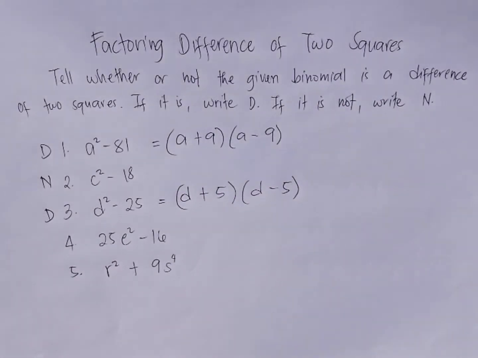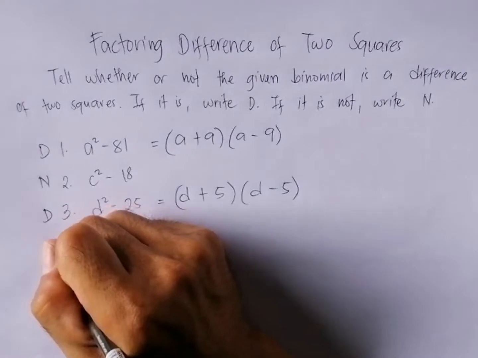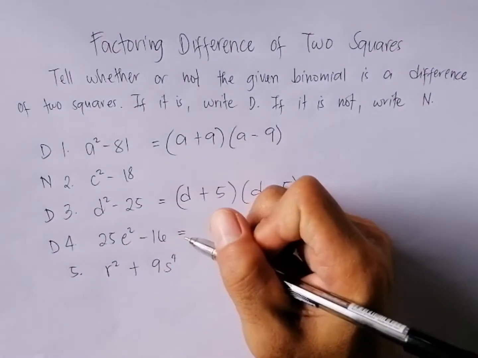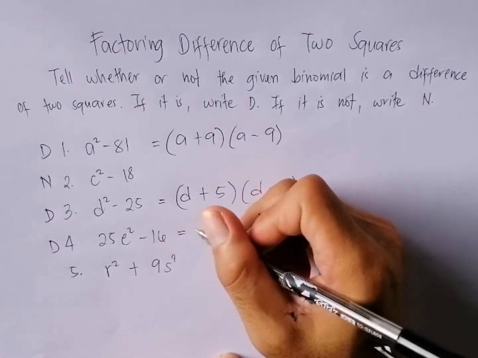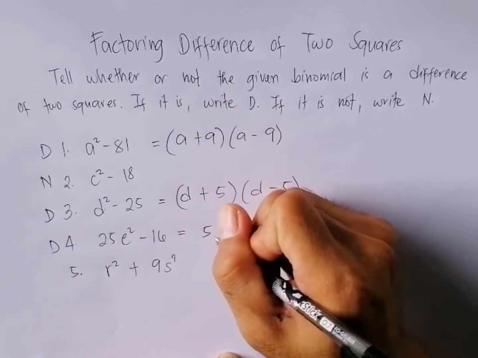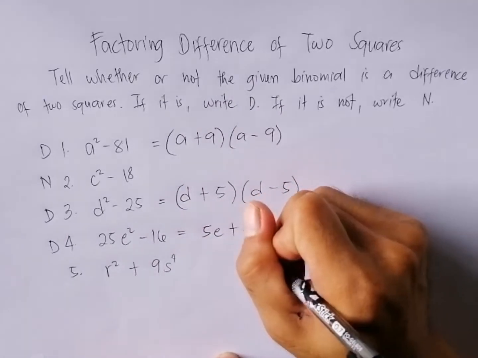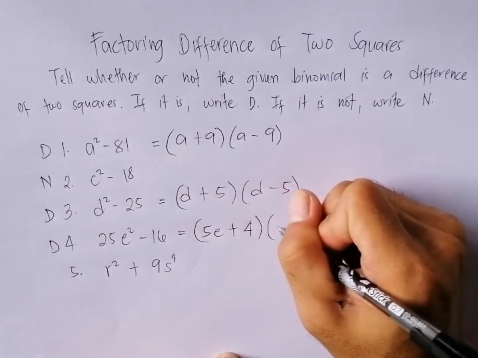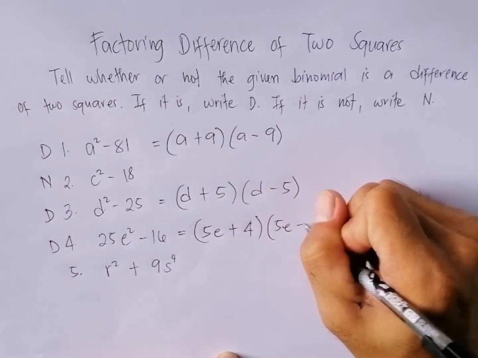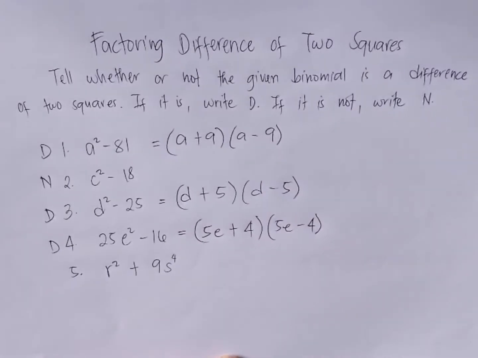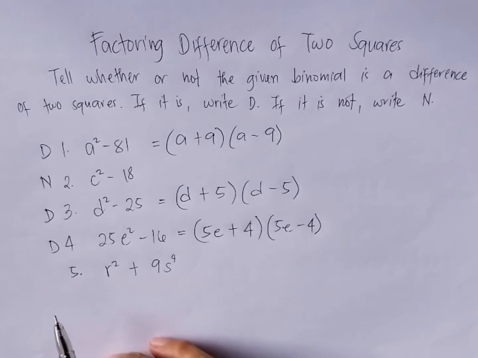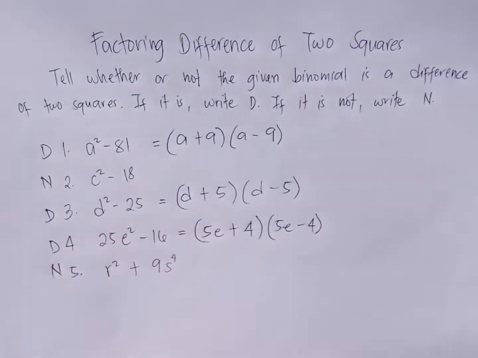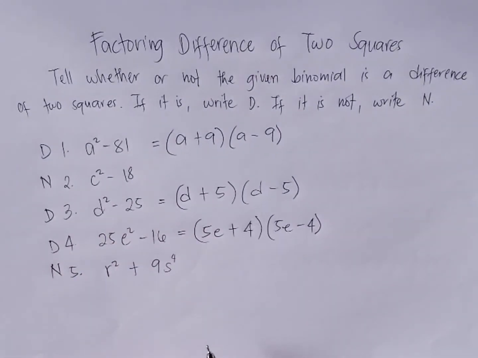Then number 4, the answer is D. And the factor is 5e plus 4 times 5e minus 4. For number 5, the answer is N, because this is not a difference. This is a difference of two squares.